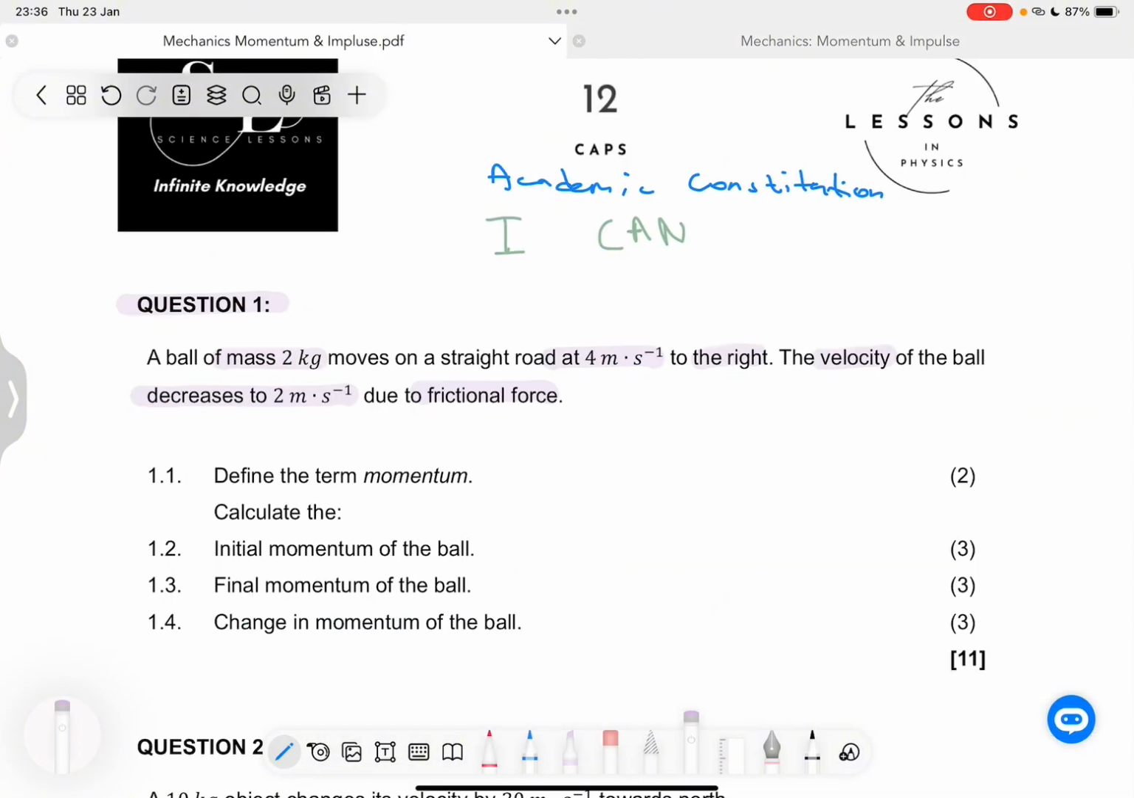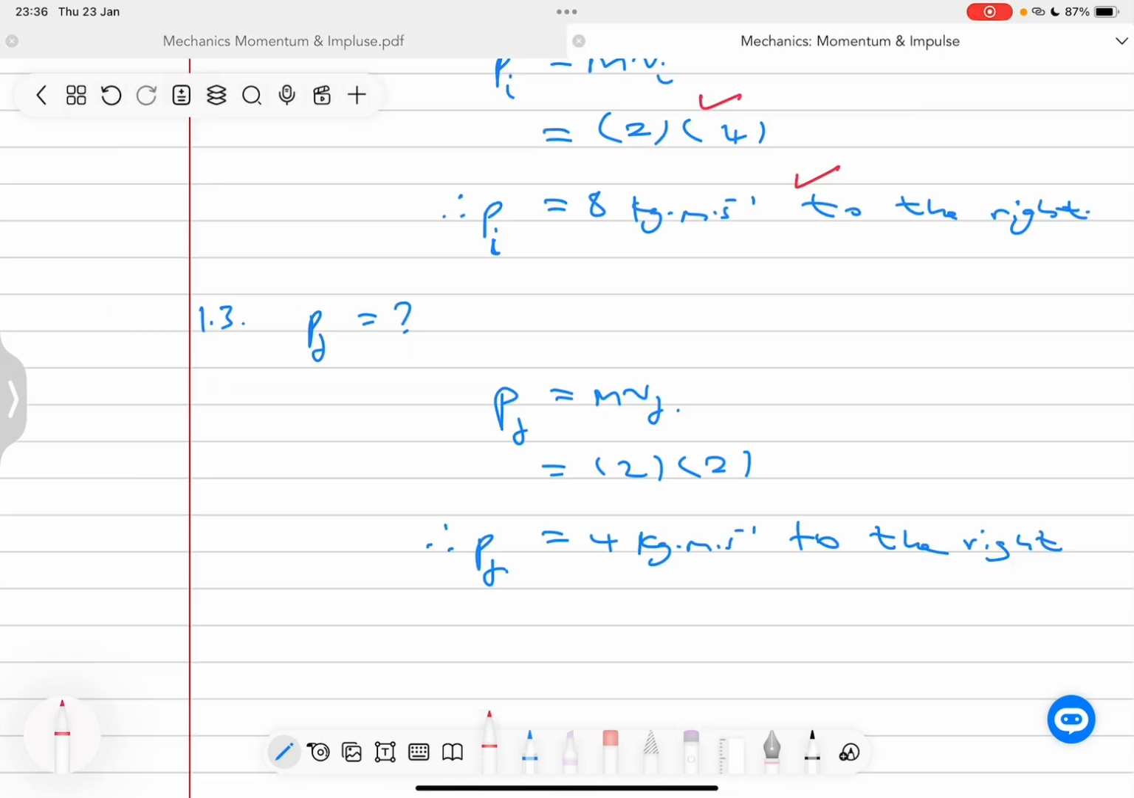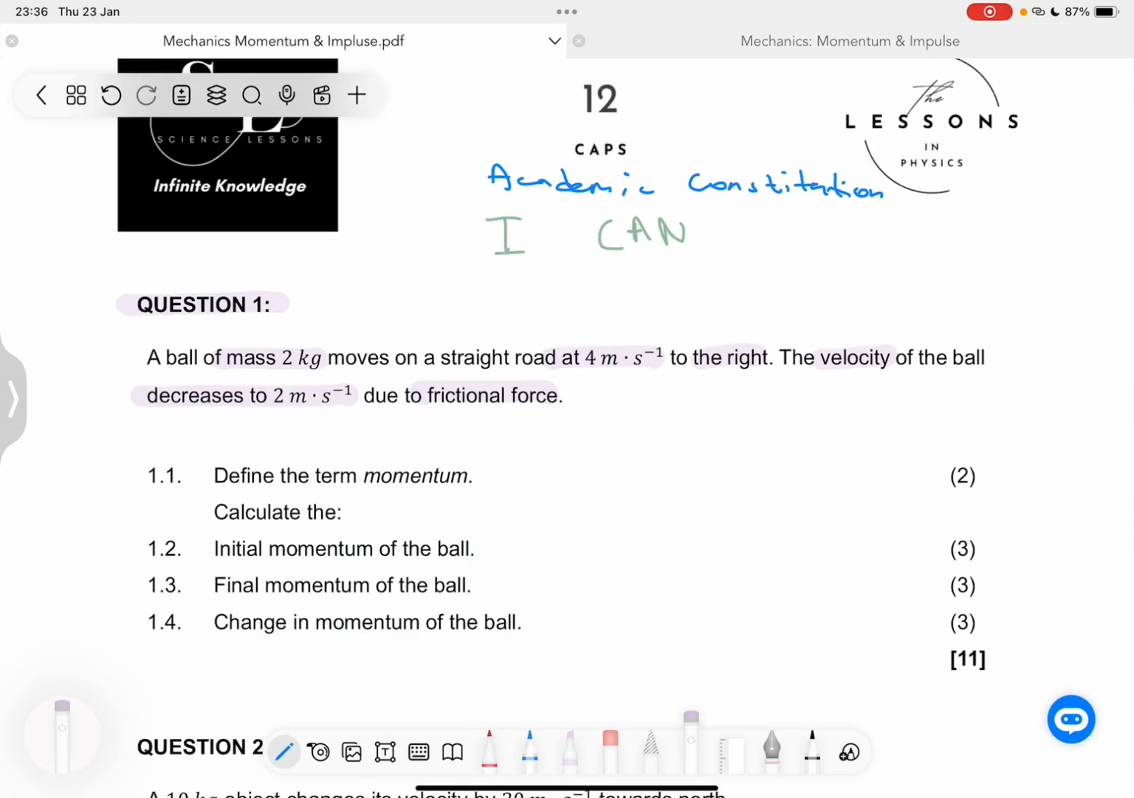Now again, this question will be 3 marks. It will be marked in the same way they marked question 1.2. So 1 mark for the formula, which is in the formula sheet. It's a free 1 mark. 1 mark for substitution and 1 mark for your final answer.